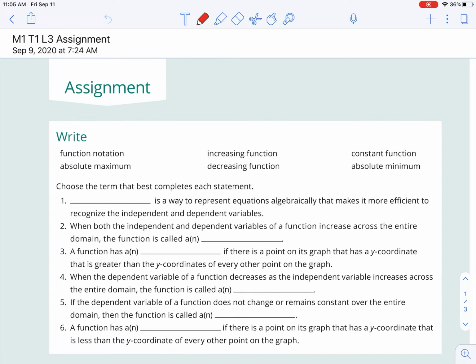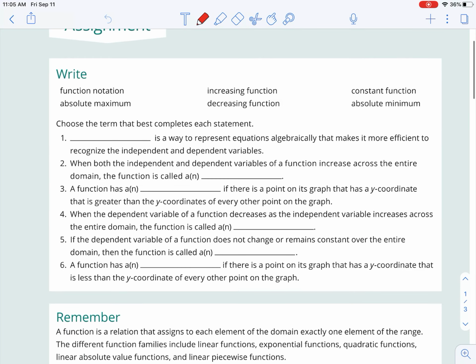Okay, for today's assignment, we're going to first look at the answers for the right section of it, all but vocabulary. Number one is a way to represent equations algebraically that makes it more efficient to recognize the independent and dependent variables. That is what we call function notation. So let me try to fit that in there. Function notation. So what that means is something that looks like this.